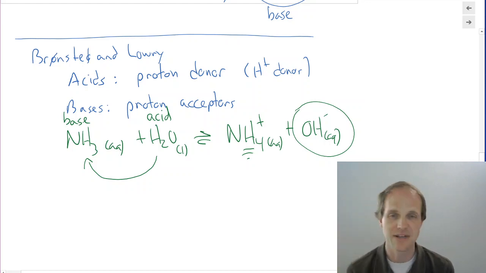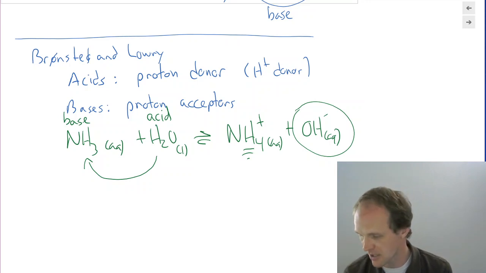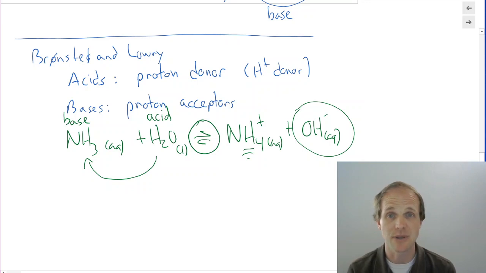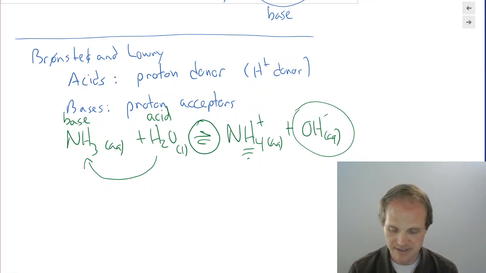And so the Bronsted-Lowry definition is by far the most commonly used definition. When you're thinking about acids and bases, you're going to think mostly about that proton. Where is that proton going? You'll notice I did use the double reaction arrows there, indicating this is an equilibrium. So ammonium and ammonia simultaneously exist in solution.